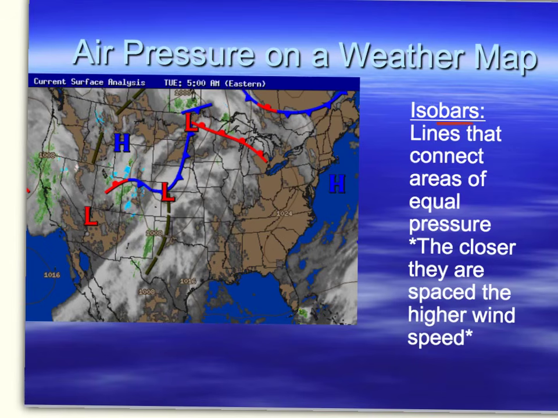So an isobar is a line that connects areas of equal air pressure. It's kind of hard to see, but all these little brown lines, those are our isobars. They're connecting our areas of equal pressure. So each line symbolizes one pressure measurement, and this looks like it's in millibars here. Another thing to note is the closer the isobars are, the higher the wind speed.